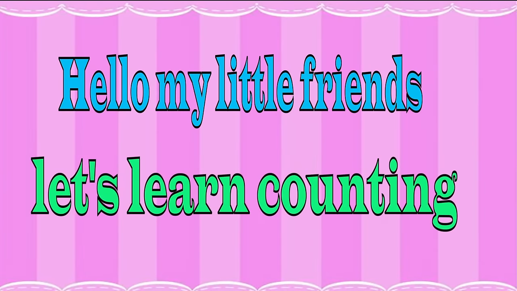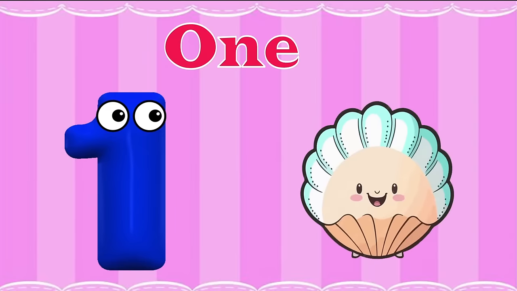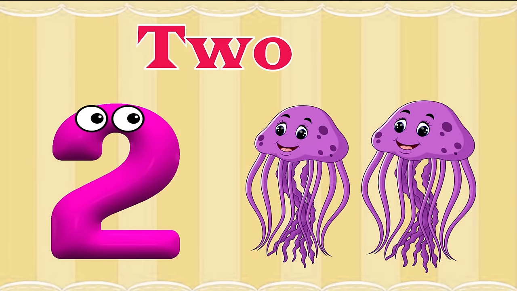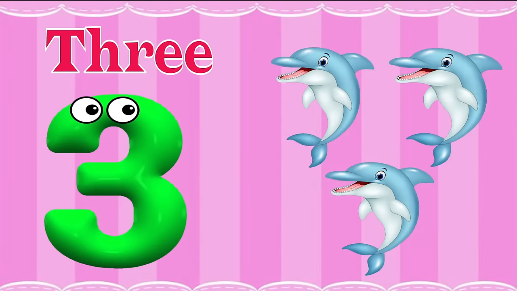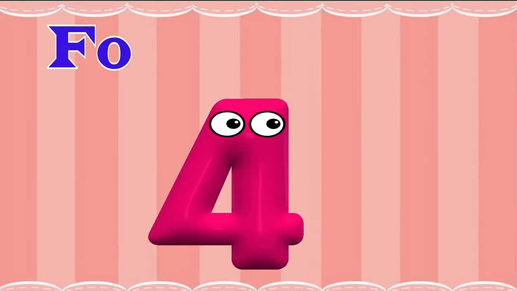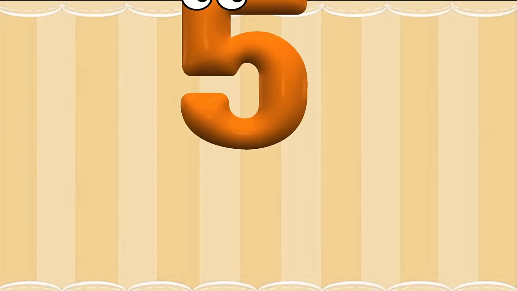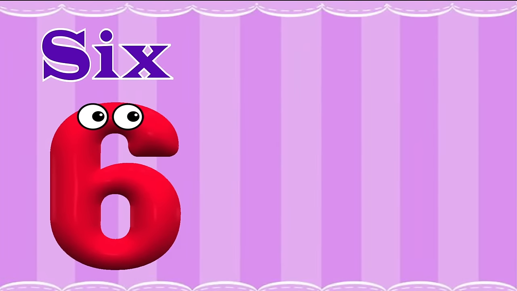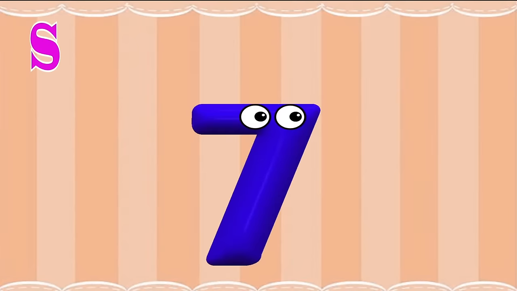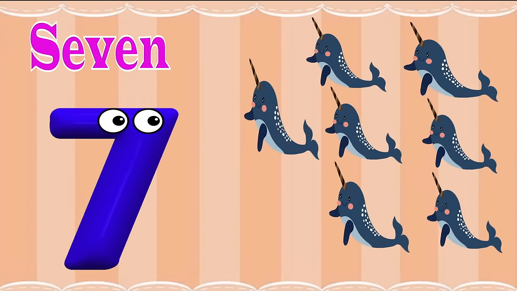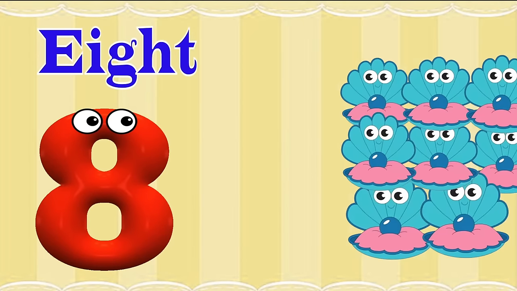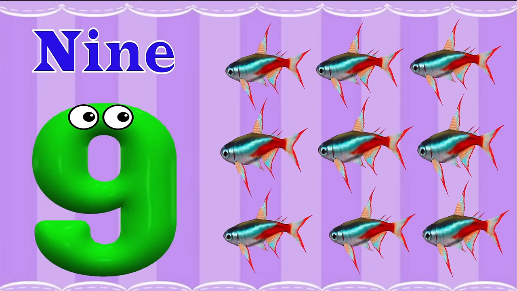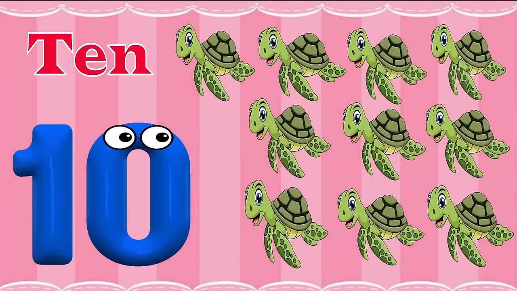Counting. One lamb. Two blue jellyfishes. Three dolphins. Four starfishes. Five lobsters. Six fishes. Seven narwhals. Eight oysters. Nine blowfishes. Ten sea turtles.